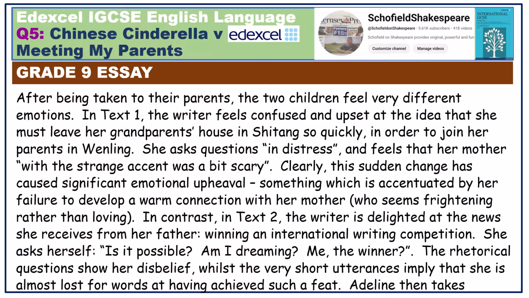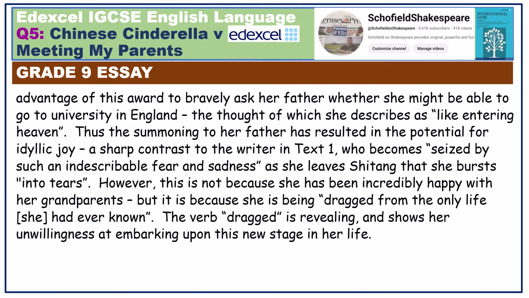In contrast, in text 2, the writer is delighted at the news she receives from her father, winning an international writing competition. She asks herself, "Is it possible? Am I dreaming? Me, the winner?" The rhetorical question shows her disbelief, whilst the very short utterances imply that she is almost lost for words at having achieved such a feat. Adelaide then takes advantage of this award to bravely ask her father whether she might be able to go to university in England, the thought of which she describes as like entering heaven.